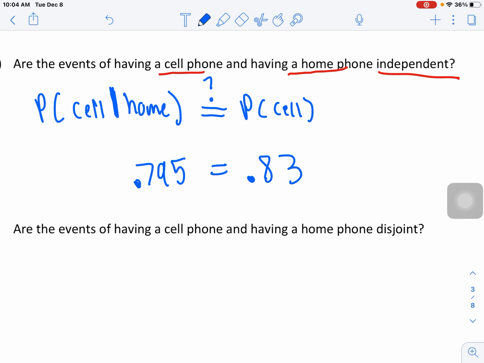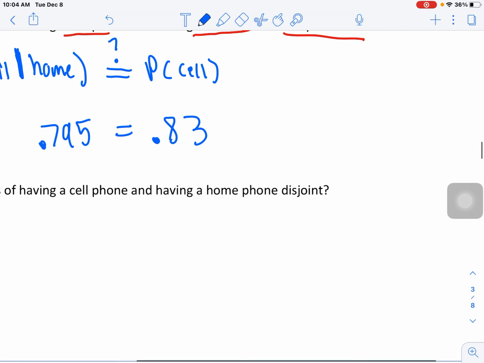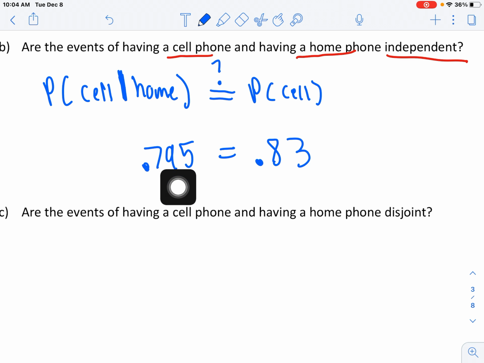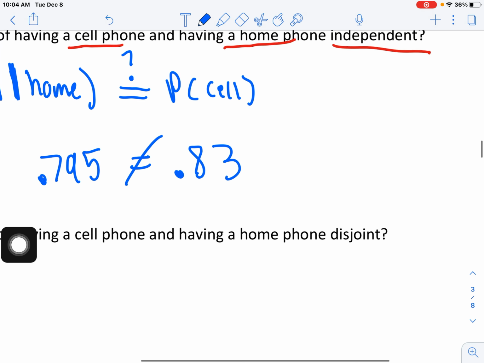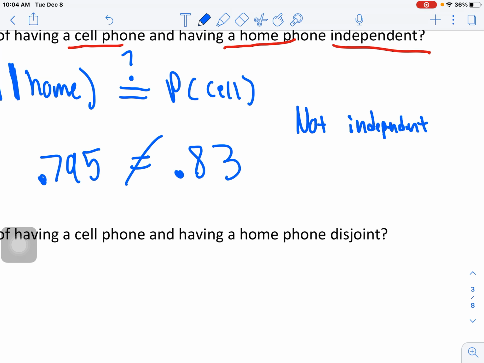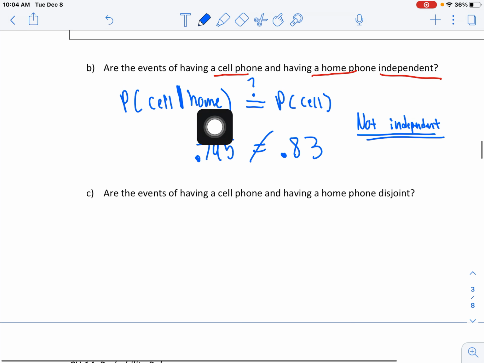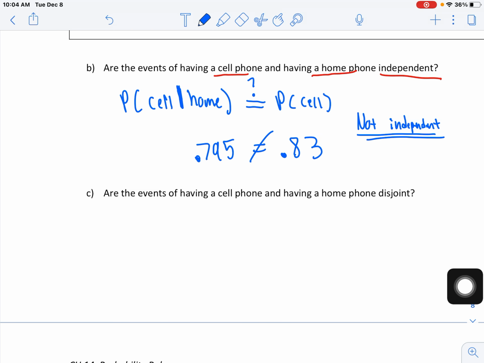All right. So we can see here that just generally speaking, there's an 83% chance that someone has a cell phone. But now if they have a home phone, that probability shrinks down to below 80%. And these are not equal to each other. So we say that these are not independent. We can see that somehow having a home phone is affecting the probability.